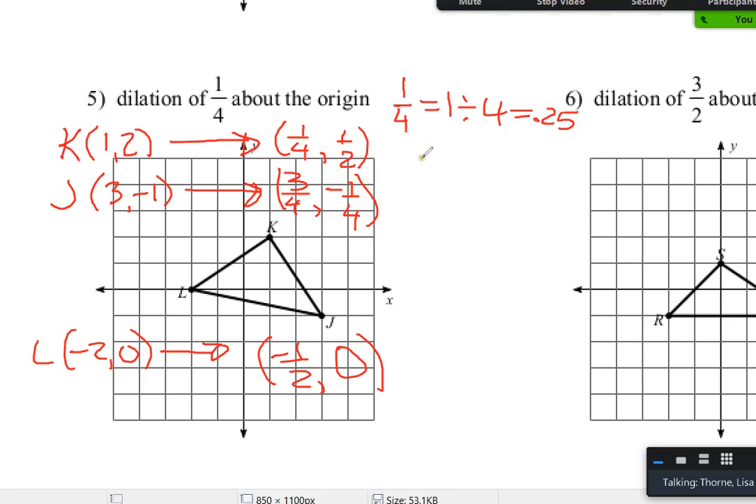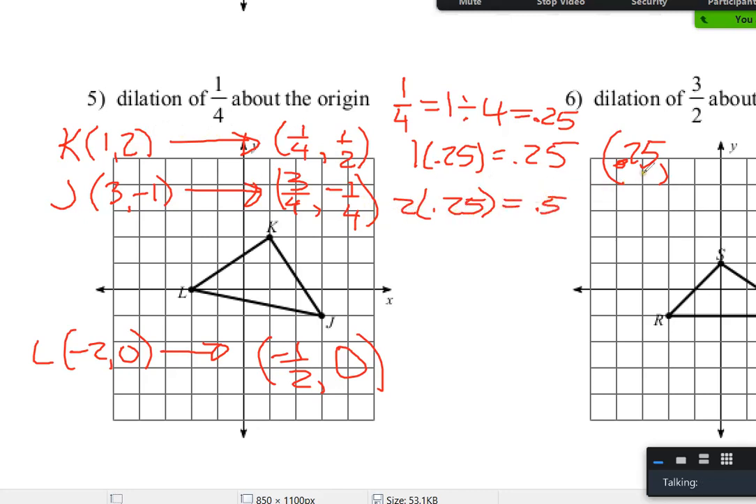If I take 1 and multiply it times 0.25, I get 0.25, right? So this number right here is 0.25. Let me just write that. So this could be 0.25 instead of 1/4. 2 times 0.25 is 0.5, right? Because 2/4 is 50 cents. So you can do them as decimals too. I don't care. Either of those are fine with me.